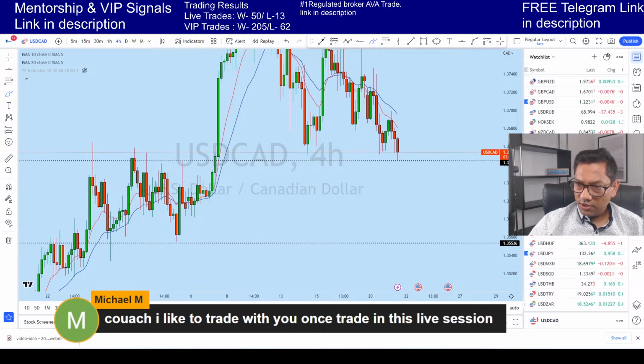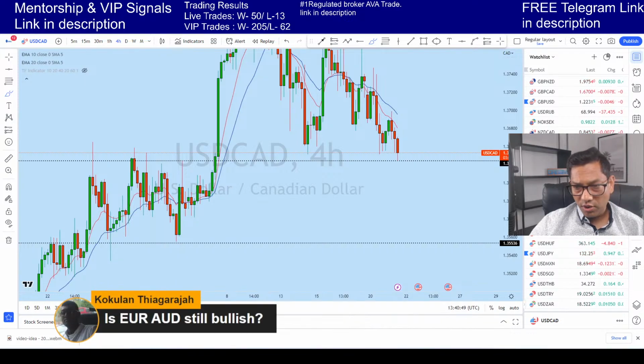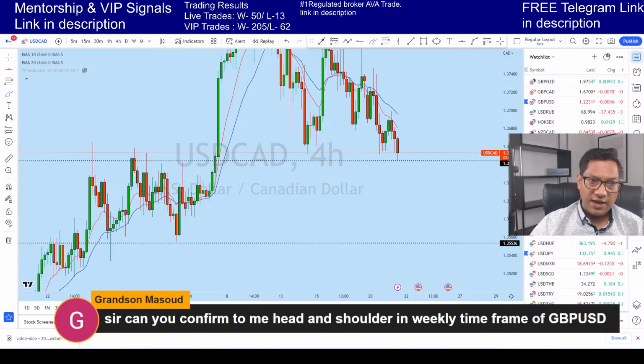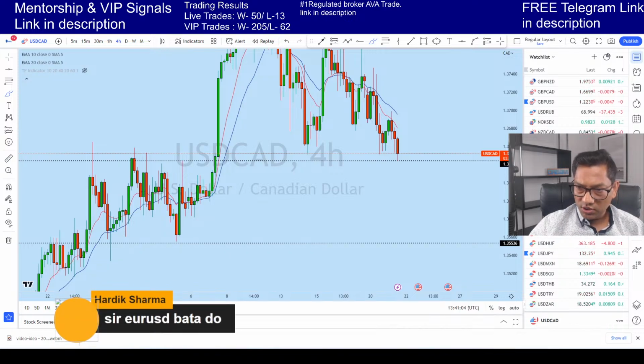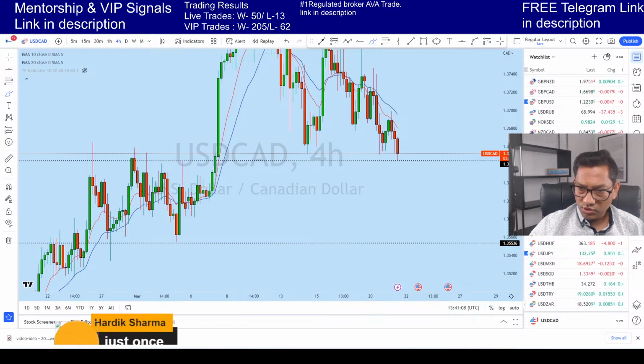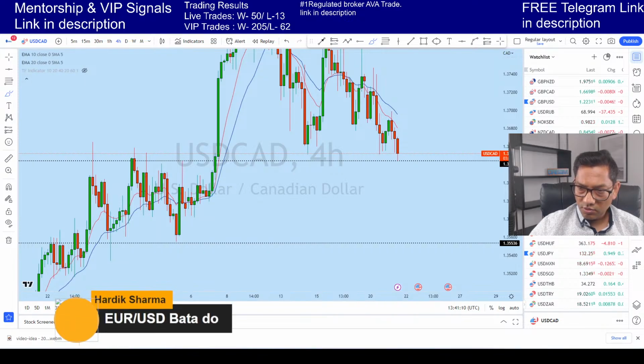Okay, so great, EURAUD is still bullish. Looks like EURAUD is showing very strong bullish momentum. I'll look at it again. So can you confirm a head and shoulders on the weekly time frame on GBPUSD? Yeah, there is a head and shoulders on the weekly time frame on GBPUSD. I have already seen it. We'll discuss it again. So EURUSD, okay, talk about it. Just want to see, to look at it.